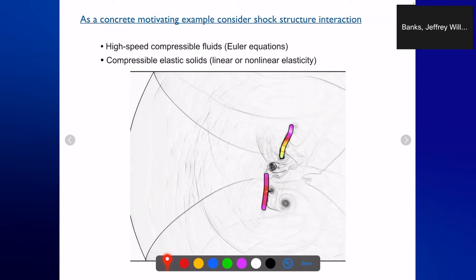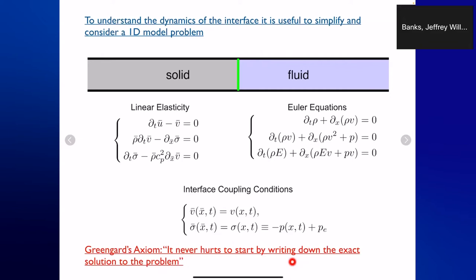Well, I like Greengard's axiom. Leslie Greengard said this to me one day, tongue-in-cheek: it never hurts to start by writing down the exact solution to the problem. Well, what does that mean? It means I have written down a problem that's simple enough that I could actually write down the exact solution. So what is that problem in this case? It's this very simple problem, which I would call a fluid-solid Riemann problem.